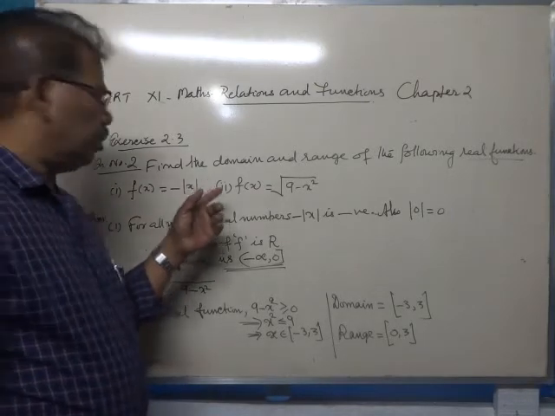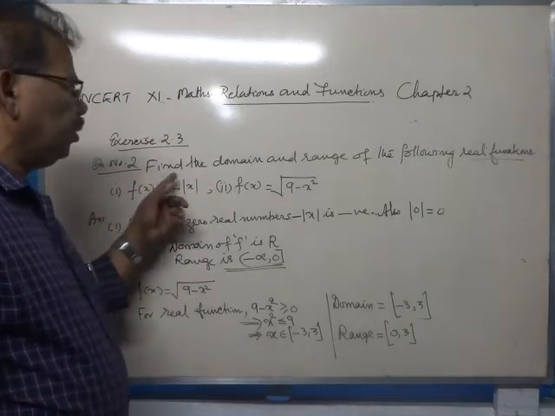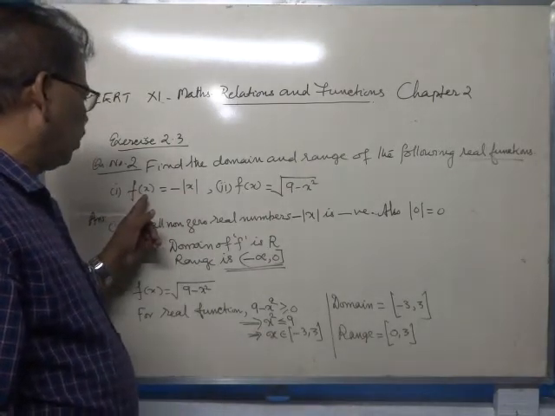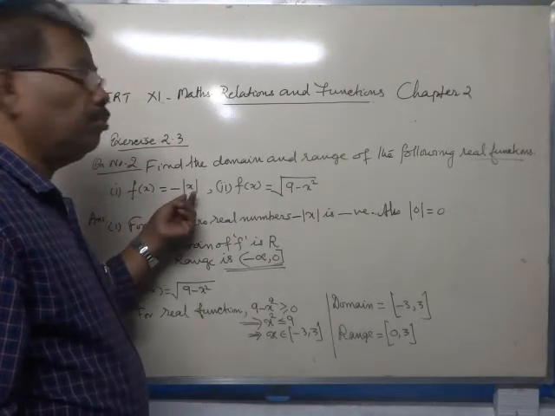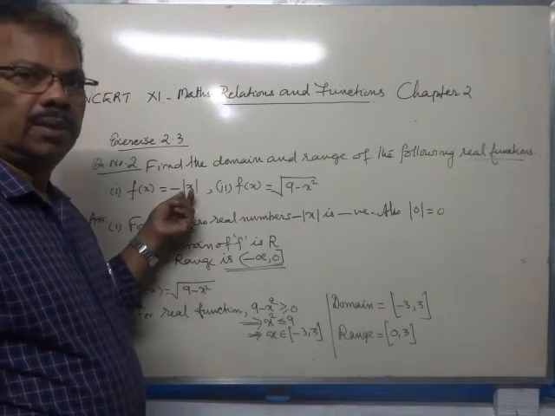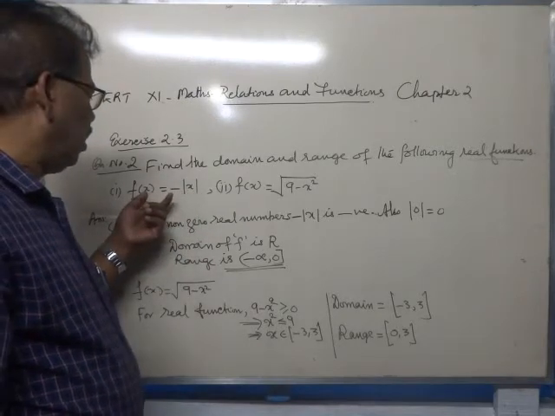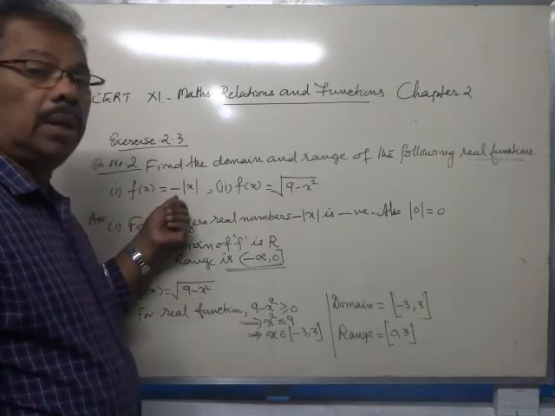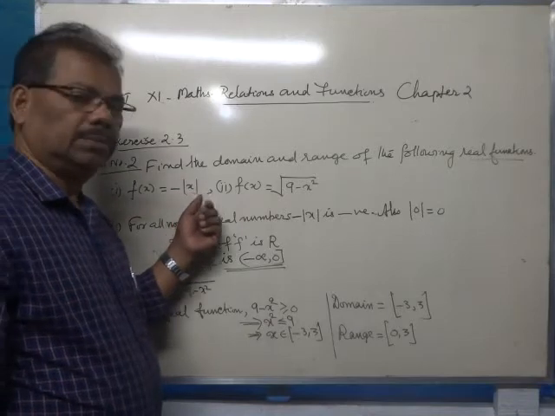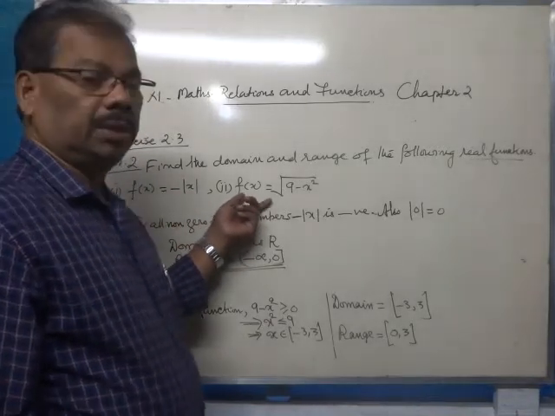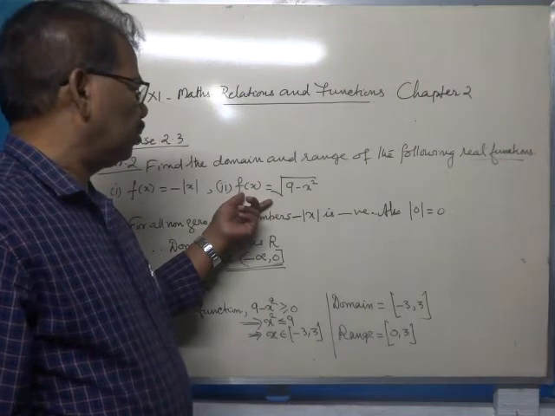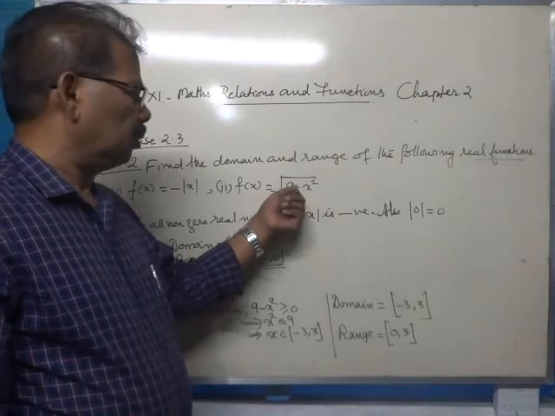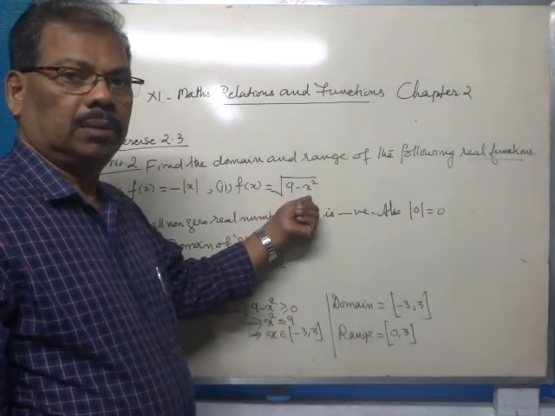Now in exercise 2.3, question number 2, find the domain and range of the following real functions. First question, f of x equals negative of modulus x. X is a real number and its image is given by f of x is equal to negative of modulus x. Then question number 2, second part, f of x equals square root of 9 minus x square. This x is given to be a real number.